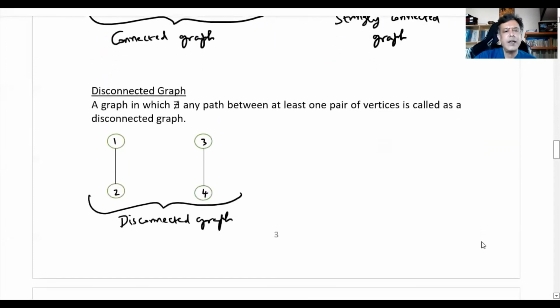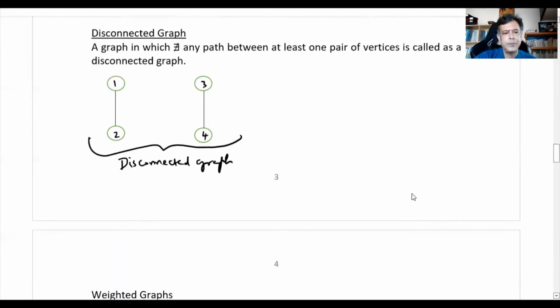Then disconnected graph. See, if I consider this together as one single graph, there is no path from 1 to 3 or 1 to 4 or 2 to 3 or 2 to 4 or otherwise, means 4 to 1 or 4 to 2, there is no path, or 3 to 2, 4 to 2, there is no path. A graph in which there does not exist any path between at least one pair of vertices is called a disconnected graph. That is why we call this a disconnected graph.